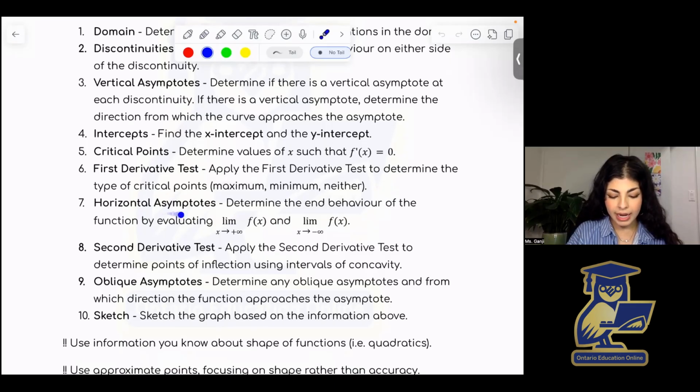Next, we want to find any horizontal asymptote. So we're determining the end behavior of the function, as x is approaching positive or negative infinity, and if there is a horizontal asymptote, where that is located.